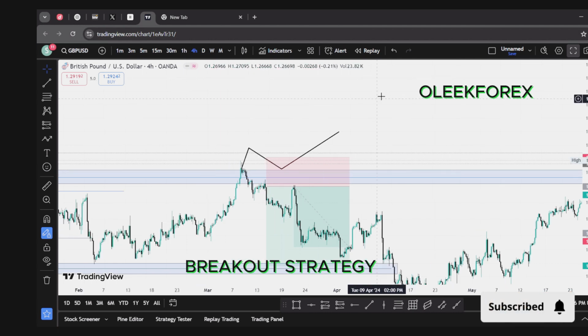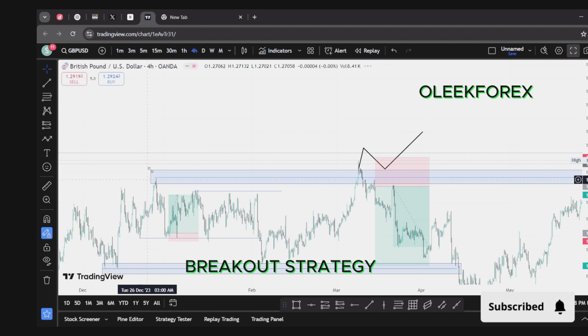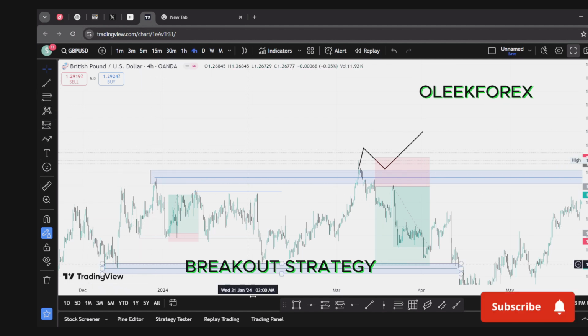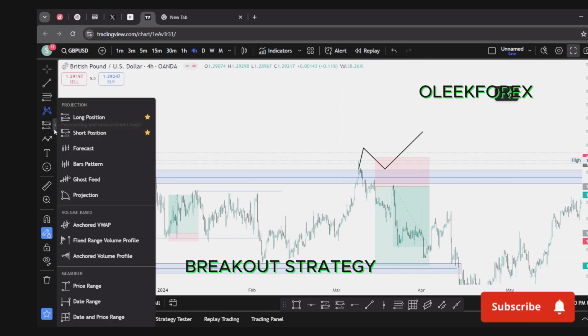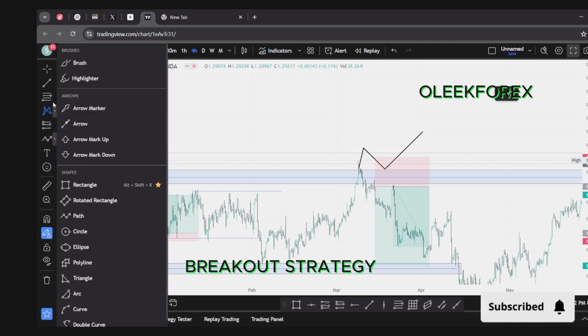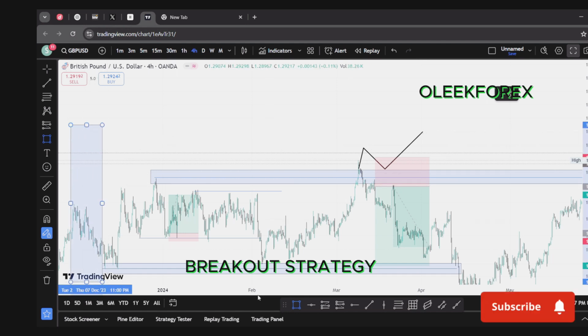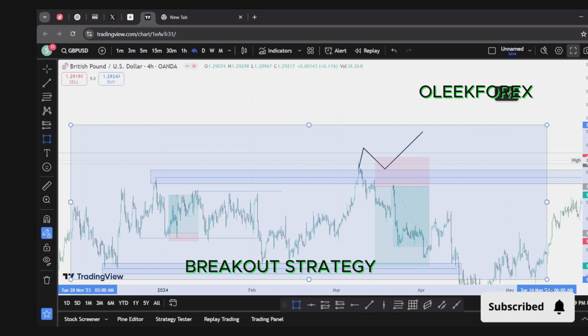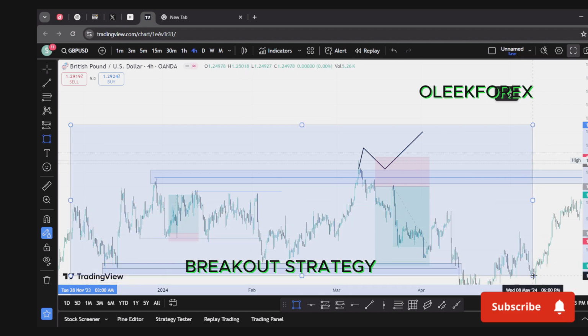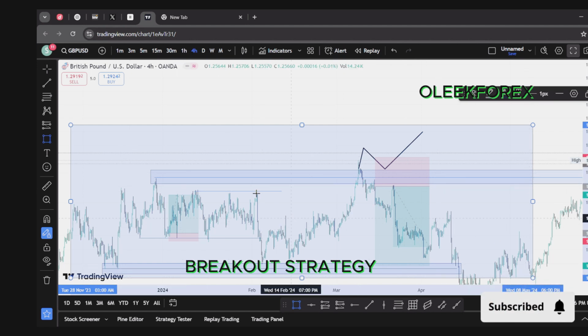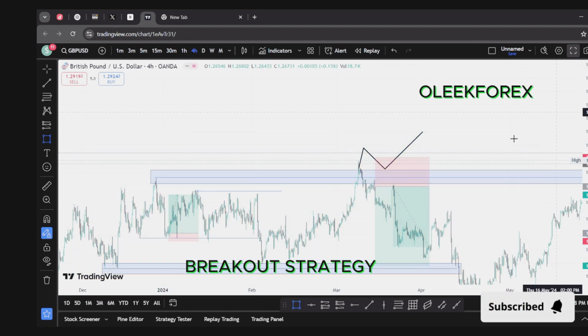Some traders trade this way. They don't trade around this zone because of how difficult it is. You can easily lose a lot of money if you are trying to be perfect in this market. They don't trade a ranging market. They wait for the price to do whatever it wants to do. Once the price gets out of this range, this box, that's when they trade, and that is a breakout strategy.